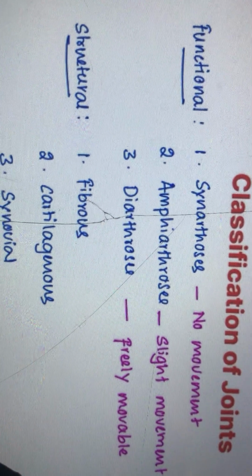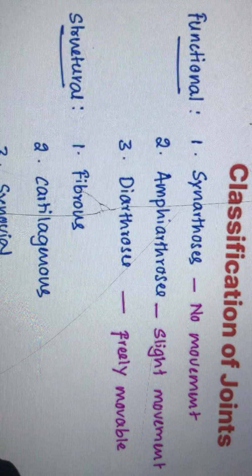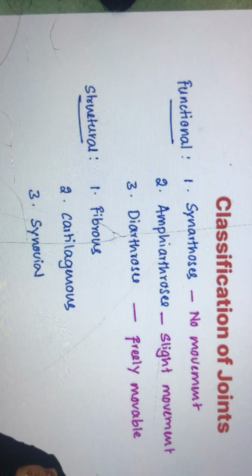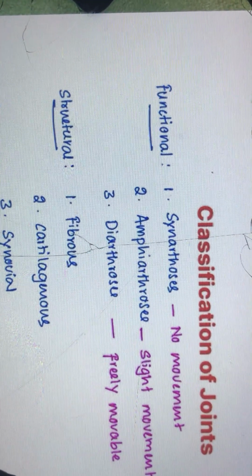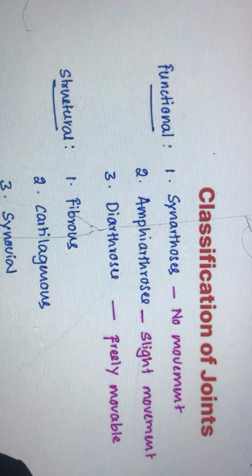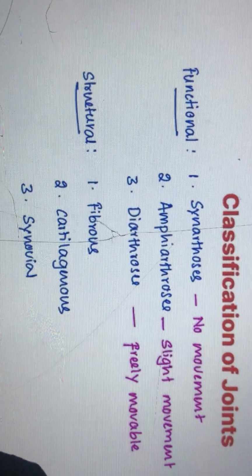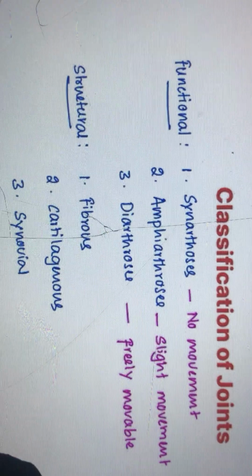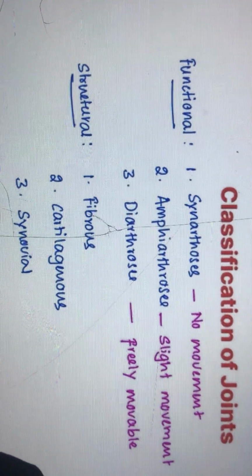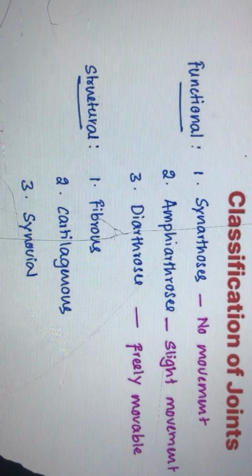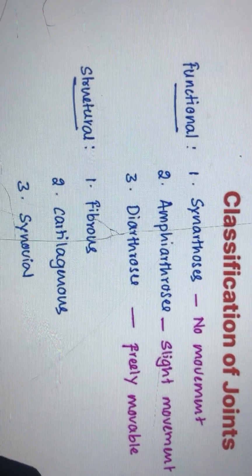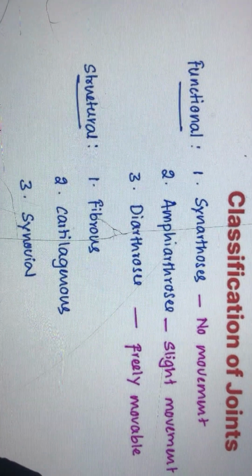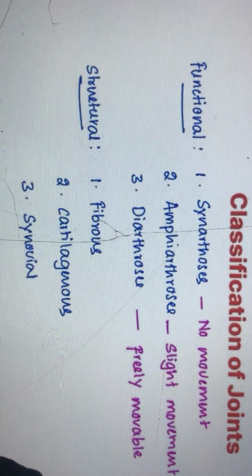For example, in fibrous joint, we have the fibrous connective tissue that connects two bones. In case of cartilaginous joint, cartilage is present between two articulating bones. Whereas in synovial joint, the two articulating surfaces are separated by a fluid filled synovial cavity. So based on the type of tissue present between the two articulating bones, we classify the joint structurally as fibrous, cartilaginous, and synovial.